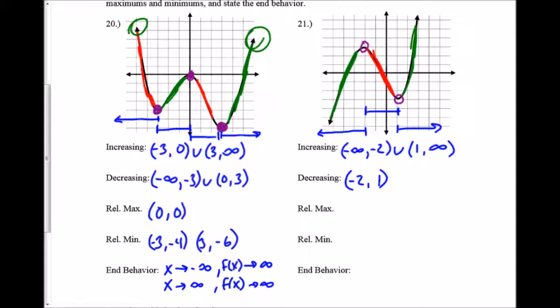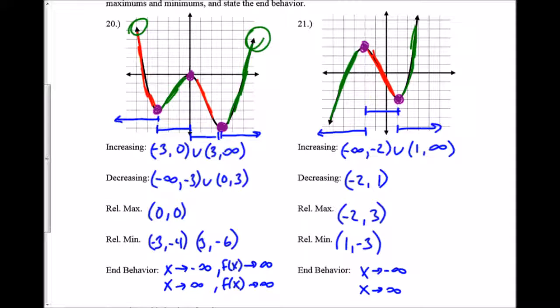That's interval notation. And then relative maximum, there's one right here at negative 2, 3. And then a relative minimum, there's one right here at 1, negative 3. And then the end behavior is x goes to negative infinity, and then as x goes to positive infinity.